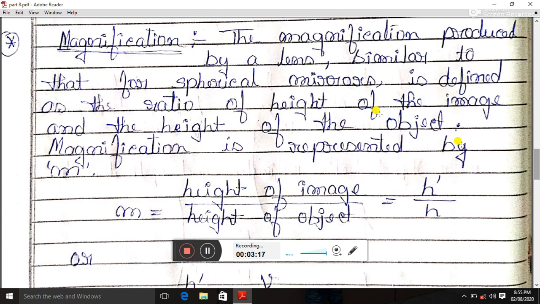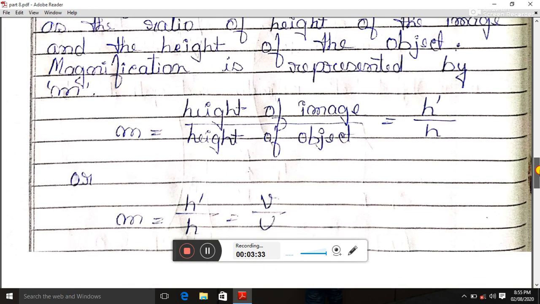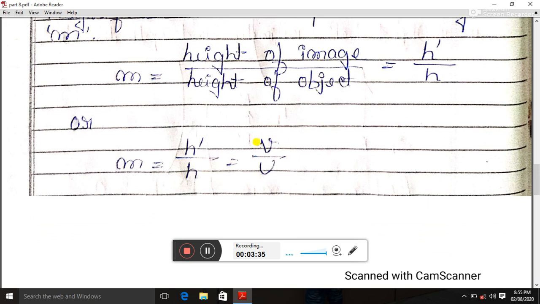Magnification, as studied earlier, what is magnification? It is the ratio of the height of the image to the height of the object. If h' is the height of the image and h is the height of the object, then m = h'/h. Magnification can also be written as m = v/u. This is another formula of magnification in case of a lens. In case of a mirror there was a negative sign here, but in case of a lens this negative sign will not be there.